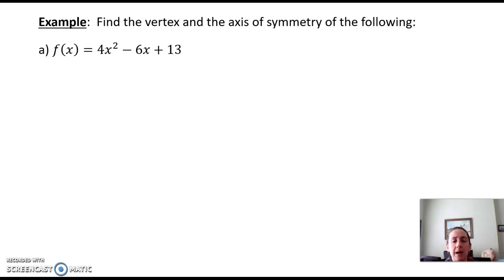Now remember, parabolas are symmetrical, which means you can draw an imaginary line right through that vertex, and what's on the left-hand side and the right-hand side exactly mirror one another. That imaginary vertical line is called the axis of symmetry.